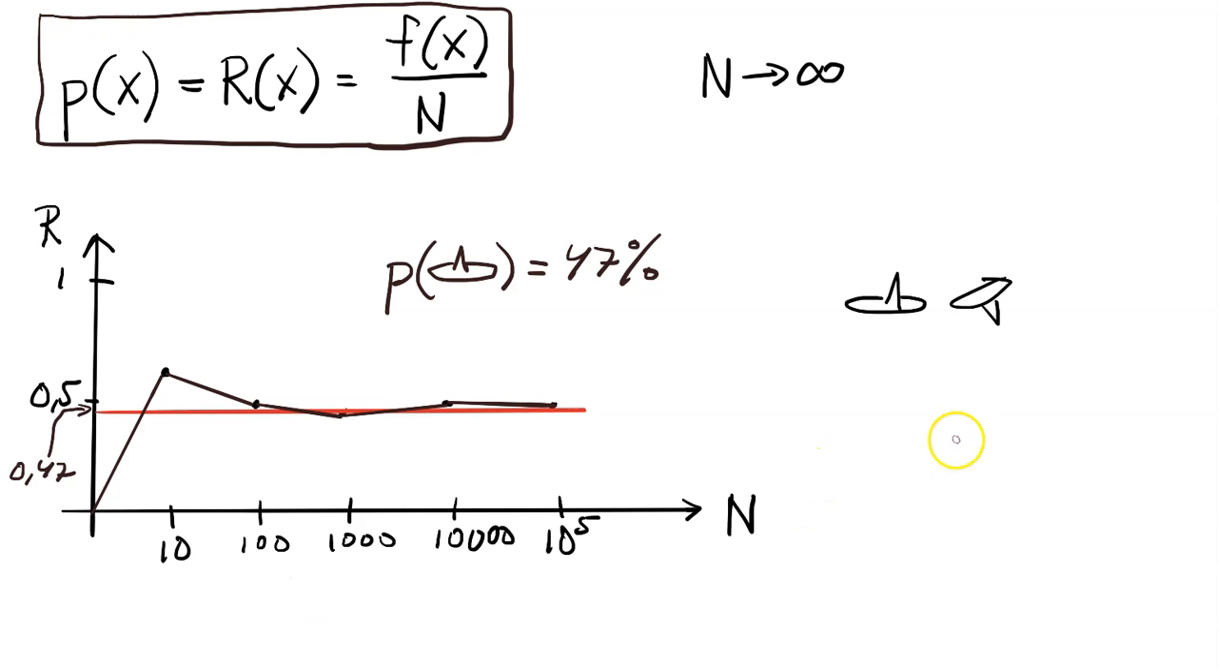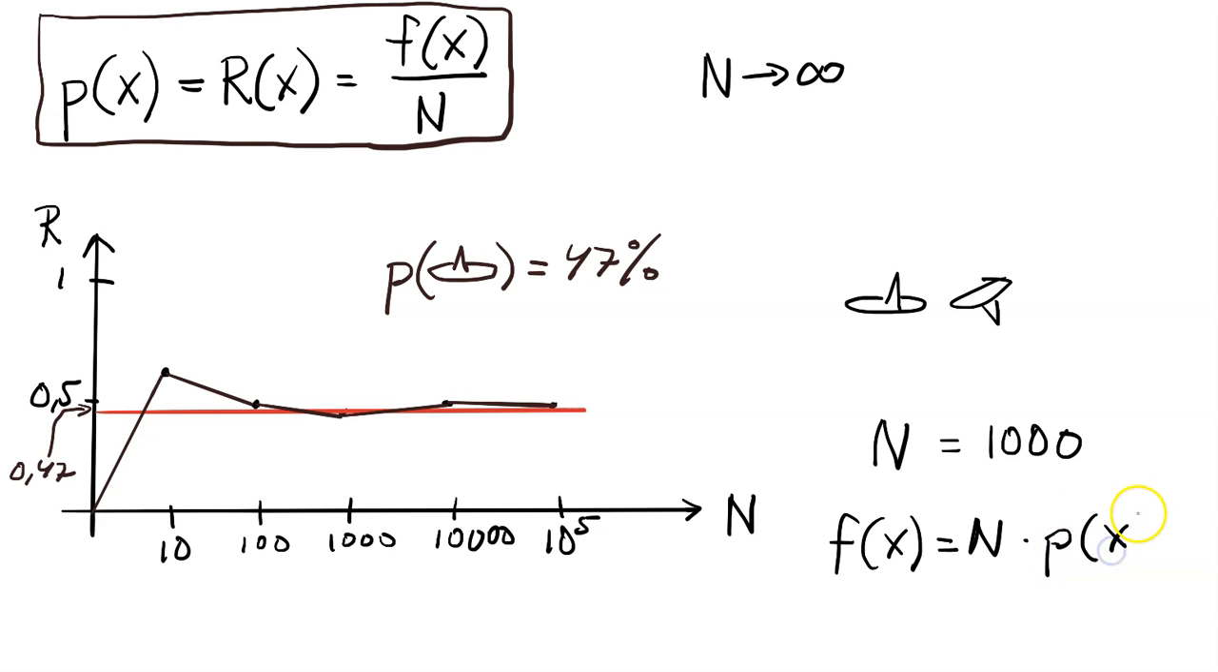Then, of course, one can ask oneself, let's say that if we throw the pin 1,000 times, how many times would we expect to get a pin up? Then let's use this up here. You see that we can write f of x, the frequency of x, the number of times x will happen. That will be basically, if you multiply up n, the number of times we throw the pin, times the probability for that to happen.